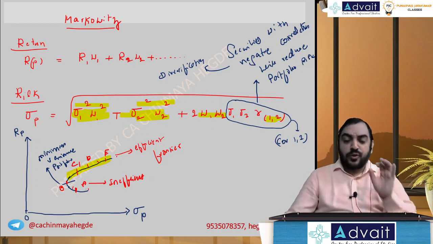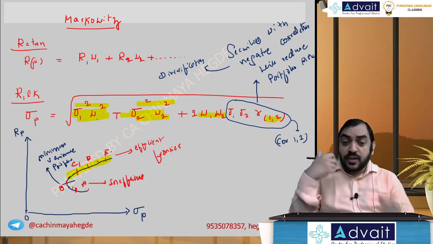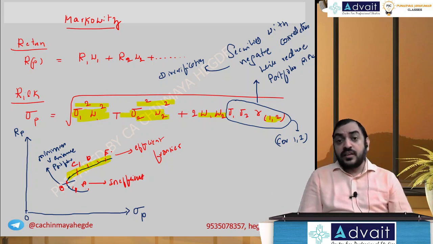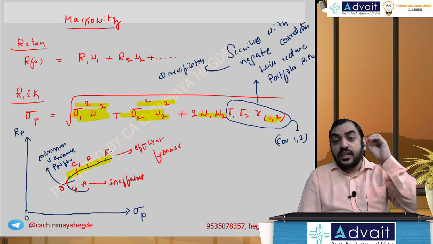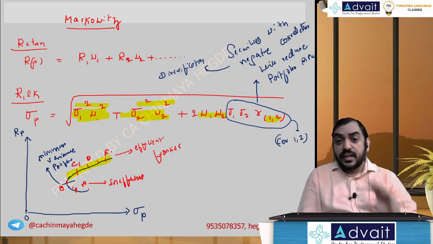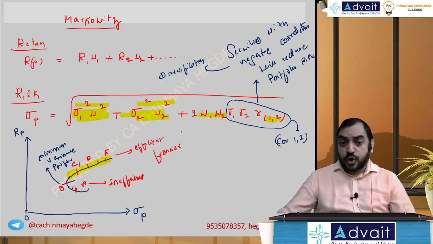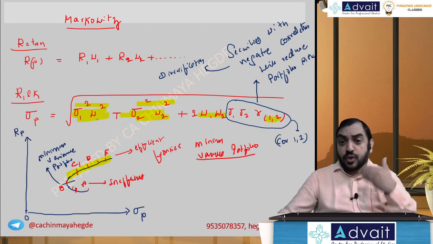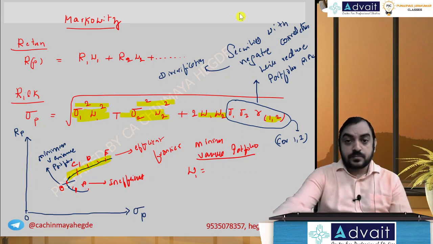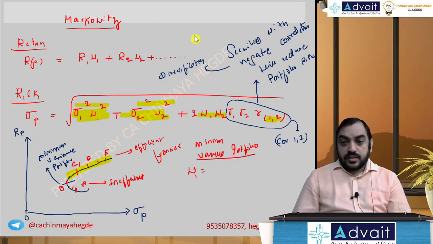B is the minimum portfolio variance. And we have a formula for minimum portfolio variance. If I want portfolio risk to be the lowest, then I have to invest at point B, and that formula is given by that point B. Minimum variance portfolio. If you want your portfolio to have minimum risk, then the weight in security 1 is given by, just give me 1 second.